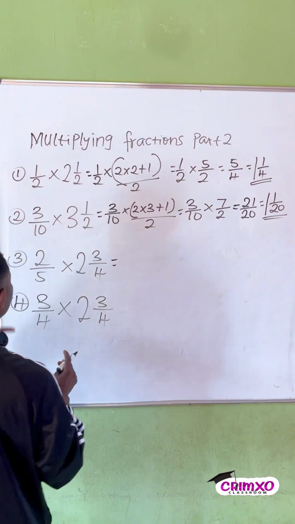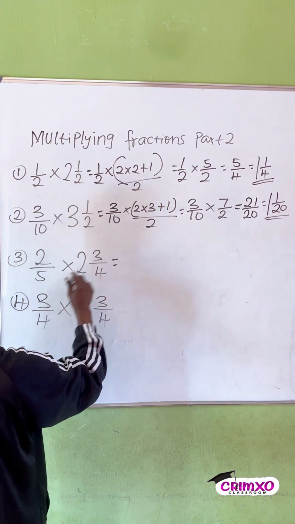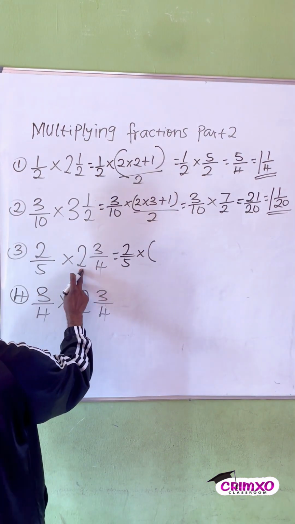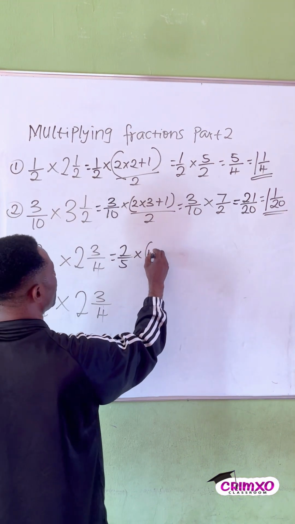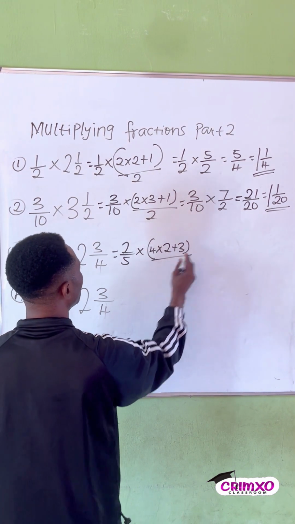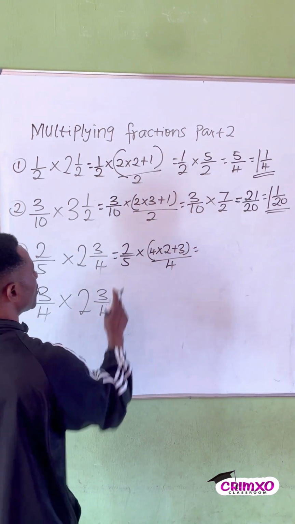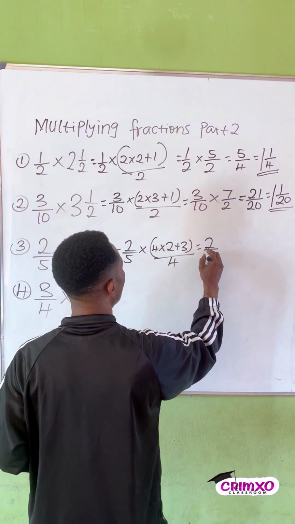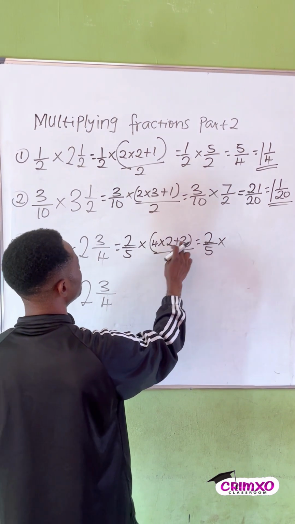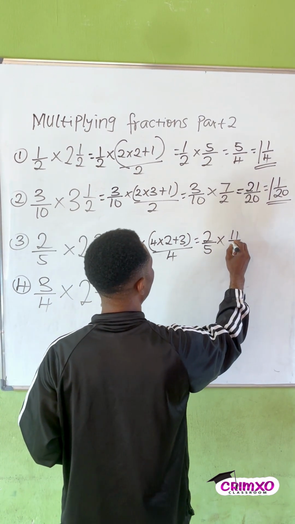So we go for number 3. We have 2 over 5 times 2 whole number 3 over 4. So 2 over 5 times, can bracket it, 4 times 2 plus 3, all over the same denominator 4. So we now have 2 over 5 times 4 times 2 is 8, 8 plus 3, 11 over 4.